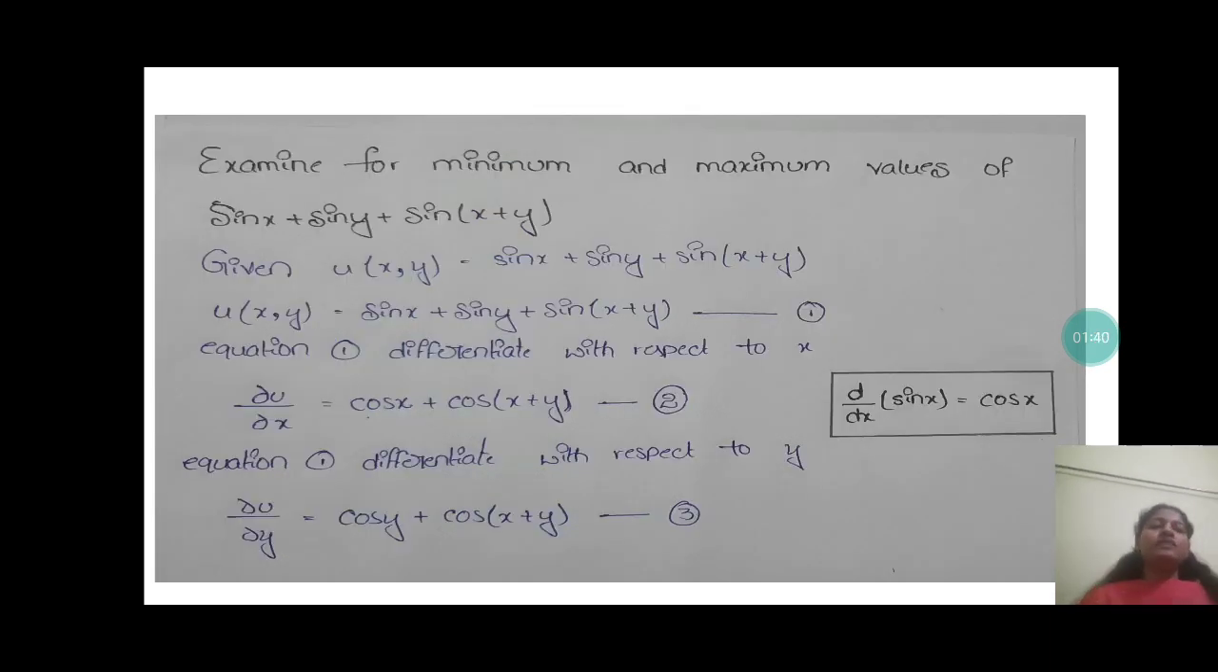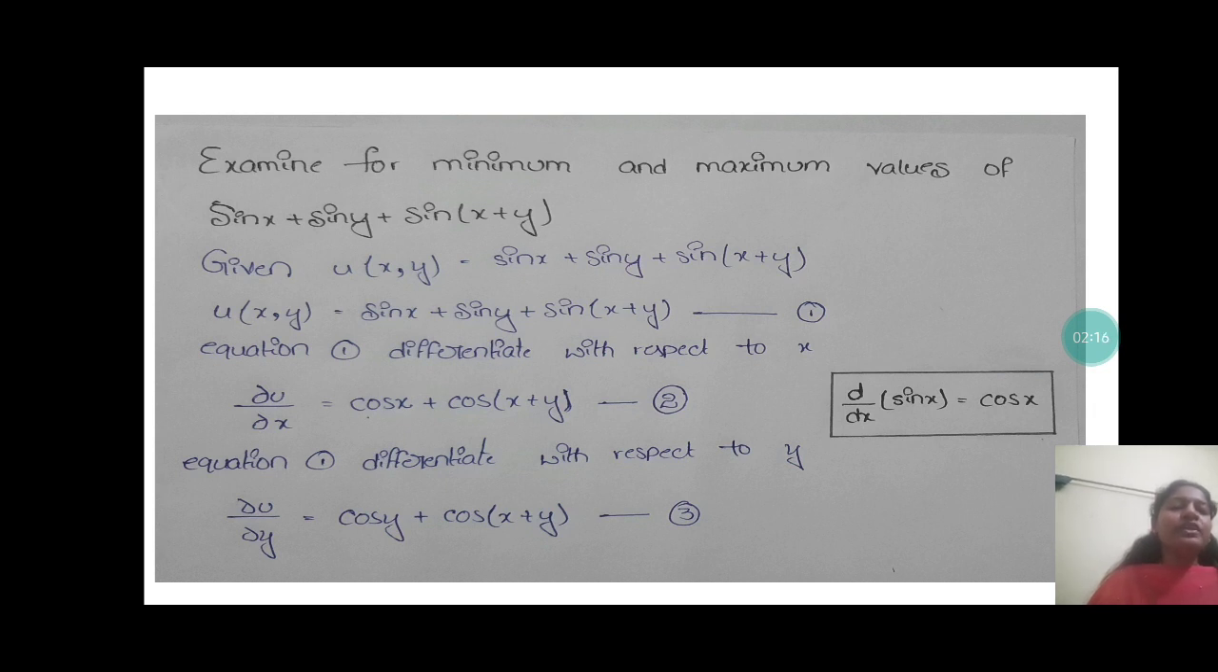Here we take a simple problem to find the maximum and minimum values of two variables. The given question is: examine for minimum and maximum values of sin x plus sin y plus sin of x plus y. First we write the given function. We consider u of x comma y is equal to sin x plus sin y plus sin of x plus y.